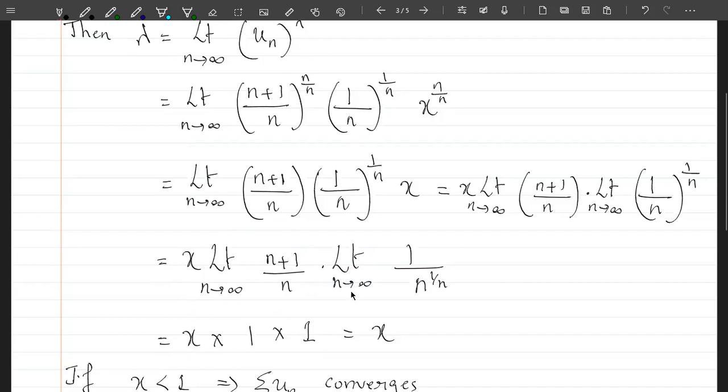And what is the value of this standard limit, that is limit of (1 by n) power 1 by n as n approaches infinity? Please note the value of this particular limit. This particular limit takes a value 1 as n approaches infinity.